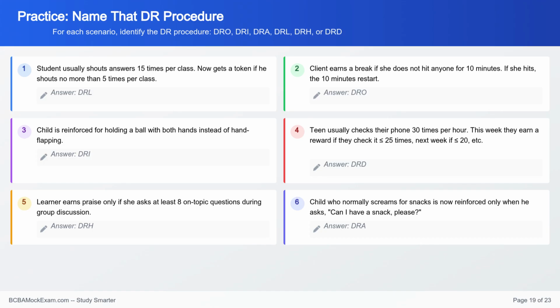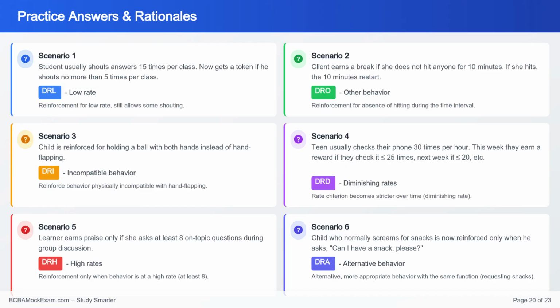Now we're going to put everything we've learned into practice with a rapid-fire identification exercise, because the BCBA exam absolutely loves giving you short scenarios and asking, which DR procedure is this? Let's walk through each example and highlight why the answer fits. In item 1, the student normally answers 15 times, but now gets reinforced only if responses stay under 5. That is a classic DRL, because the behavior is acceptable but needs to occur less often at a fixed low-rate limit.